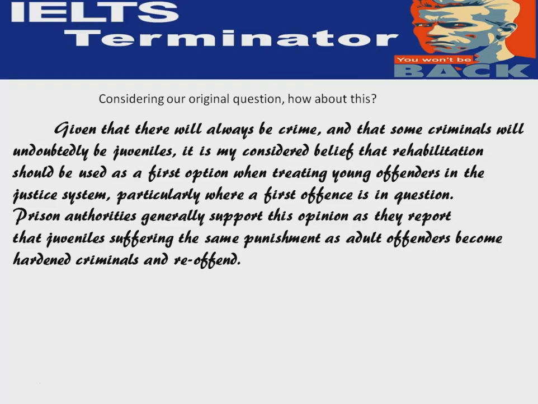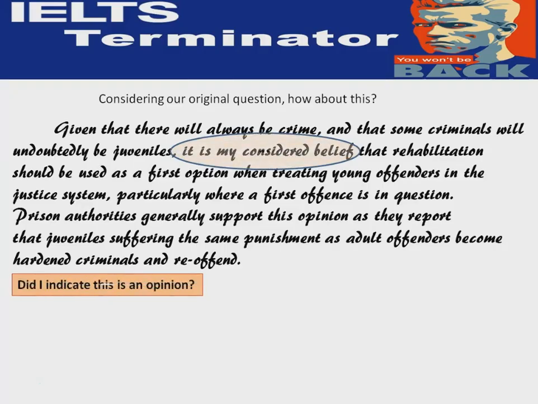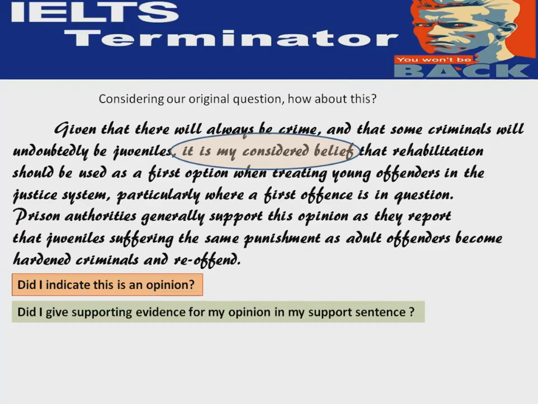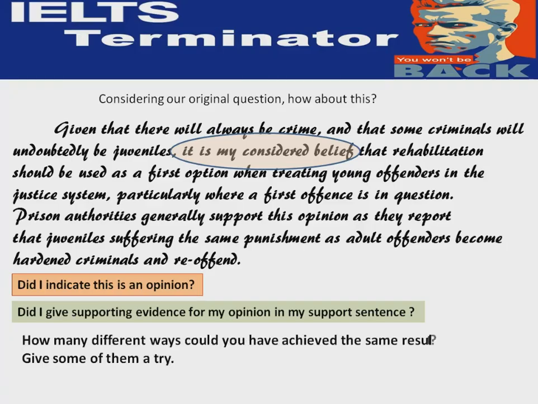This is the killer paragraph. Did I indicate this is an opinion? You notice here, I did not actually start my paragraph with those words, but I made sure that they were included in the first sentence, the topic sentence. Did I give supporting evidence for my opinion in my support sentence? I talked about prison authorities, didn't I? Is the examiner going to go and ask all prison authorities if this is true? No.